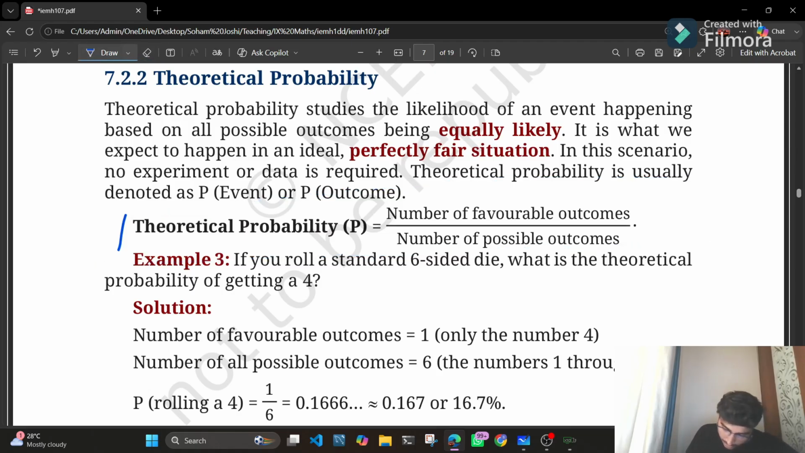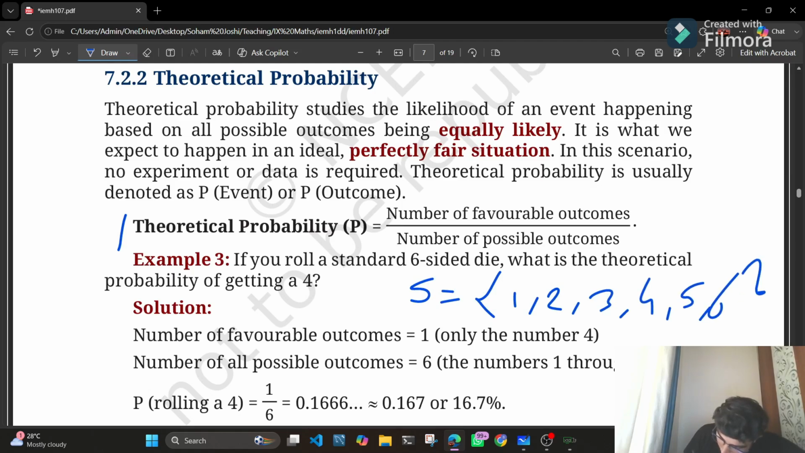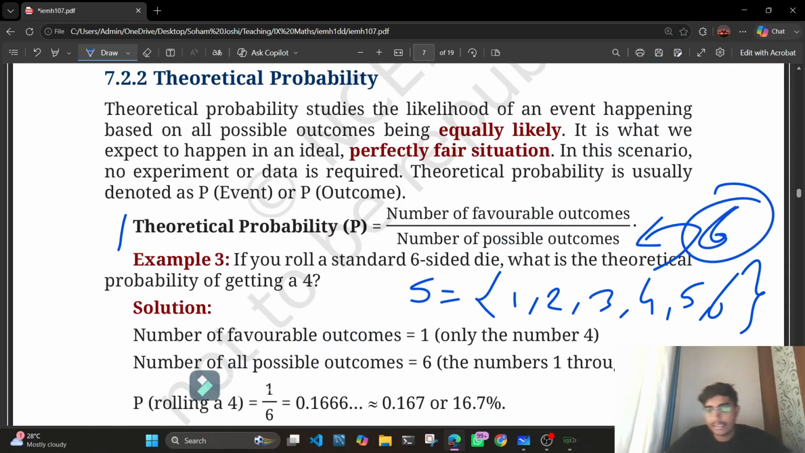Example: if you roll a standard six-sided die, what is the theoretical probability of getting a 4? To approach this question, we need to get the sample space, so we'll write the sample space over here. The sample space is 1, 2, 3, 4, 5, 6. So basically, the sample space is the set of possible outcomes. The number of possible outcomes for rolling a die is 6. Either I'll get 1 or 2 or 3 or 4 or 5 or 6. Any of these is a possibility. So it is the number of possible outcomes.